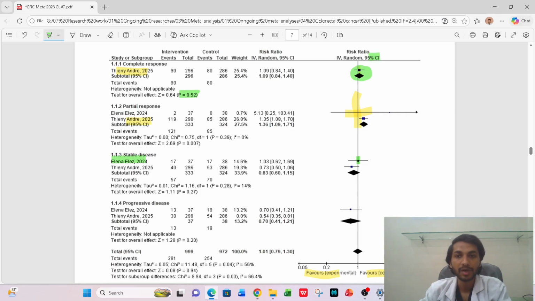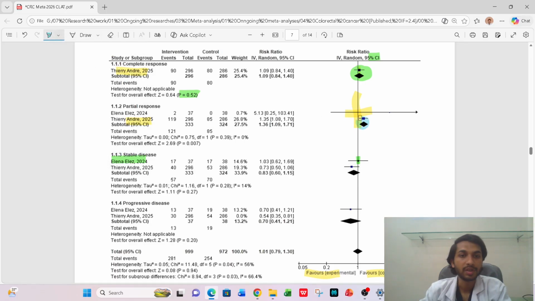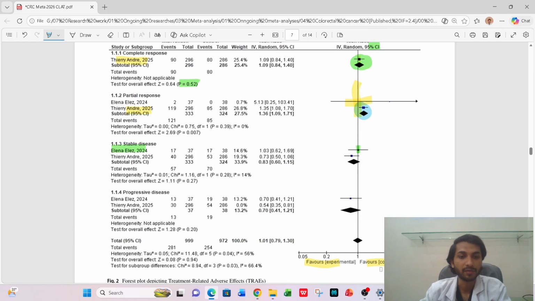Moving forward to partial response, I would like to highlight it in another color. In partial response, you see that the diamond is on the control arm, which favors the control arm, and it is not touching the line. So here the result would be significant.